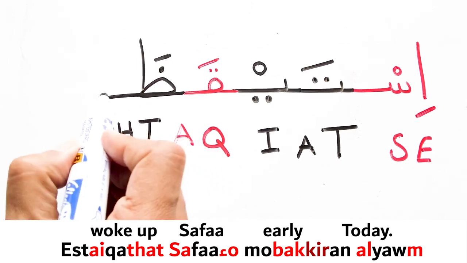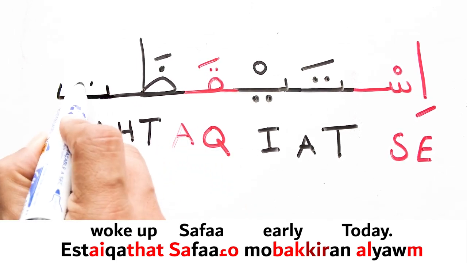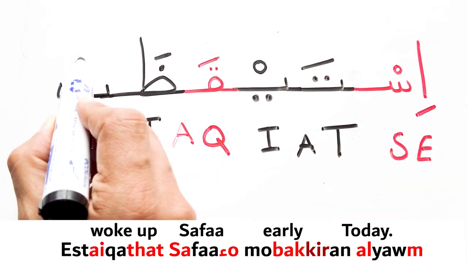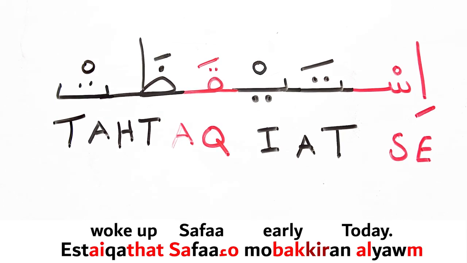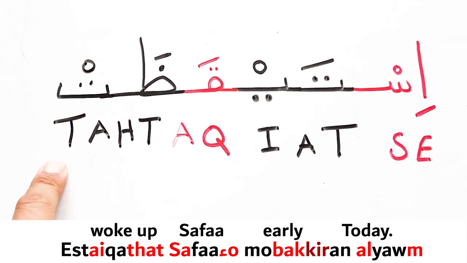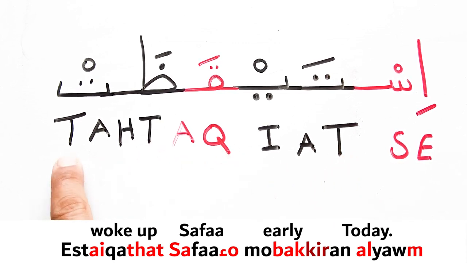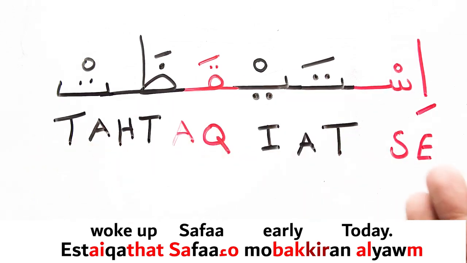Istayqazat. Again, we have the sound of T. It's this one. So I'm gonna add it here. And as it has sukun, it will end with a consonant sound. So it will be t. Istayqazat. Don't forget that we write and read Arabic from right to left, and I'm doing this in English as well. استيقظت.